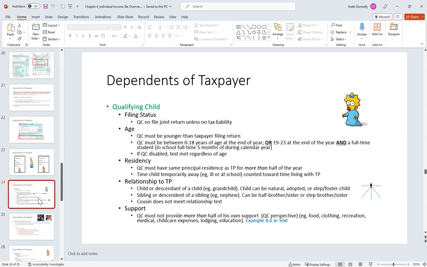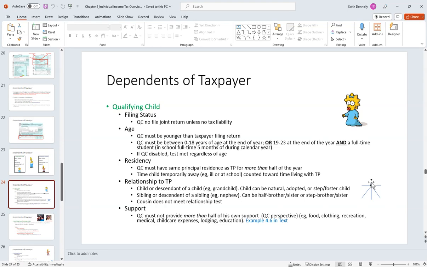Next criteria, residency, right? So the idea with this is Maggie must have had the same principal residence as Homer for more than half of the year. And if she were away at school, like maybe your parents live in another state and you go to school here, when you're away at school, that counts towards that six-month residency test. Next up is relationship, right? It has to be a child or a descendant of a child, for example, a grandchild. They can be natural, adopted, or a step or foster child, right?